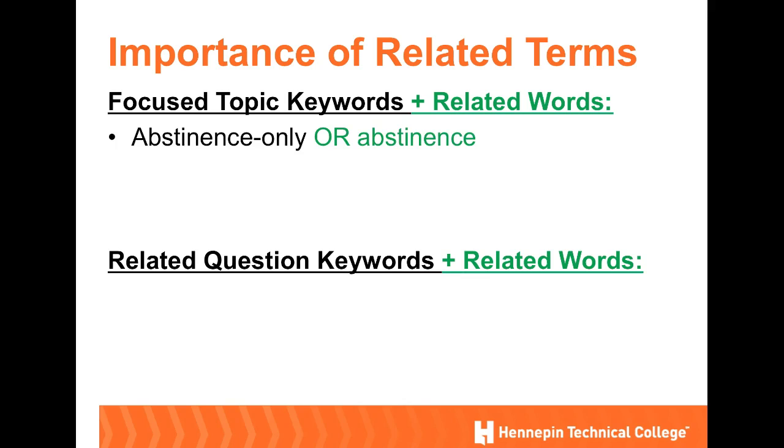So taking our top two, our focus topic, we could do abstinence only, or we could broaden it up a little bit and just use the word abstinence. Again, it's going to search for those two exact words. And we can take teen pregnancy and teen mother, because they might not use the exact phrase teen pregnancy. They might say teen mother or teenage mother. And we want to look for that.